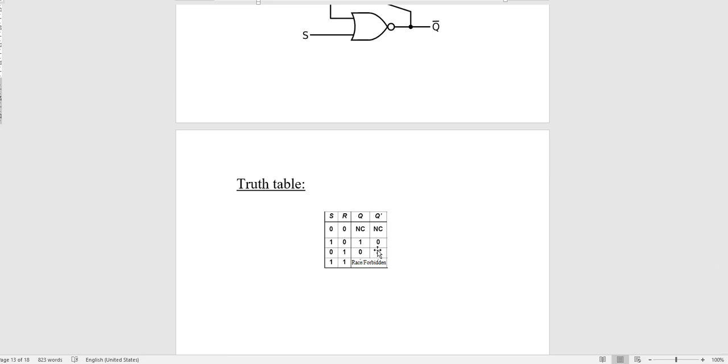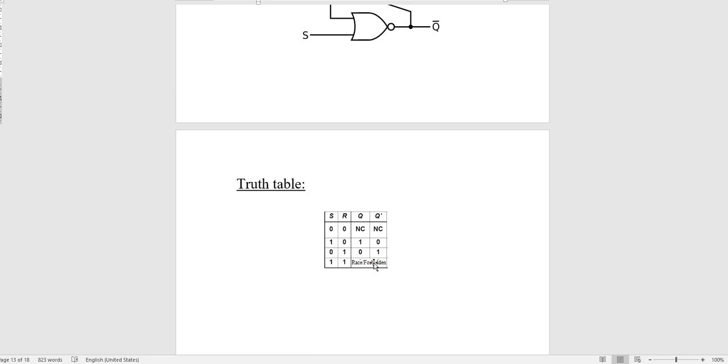Now what is this race condition? You will disable the state of your NOR gates. When you disable them, there is a race between both NOR gates. In this situation, you cannot determine what the exact output will be. The output may be either set or reset, so we are not able to predict the proper output. In that case, we say that state is the forbidden state or the race condition.